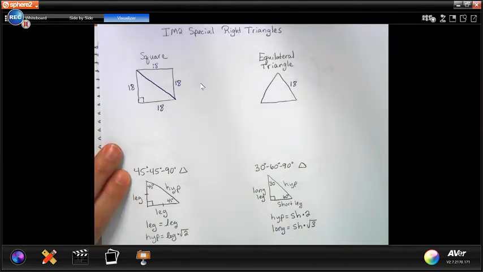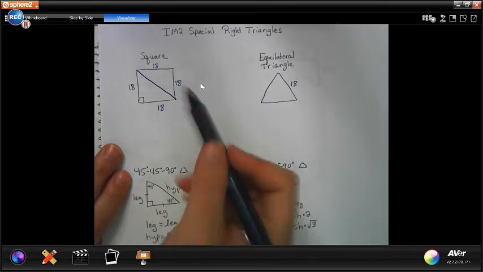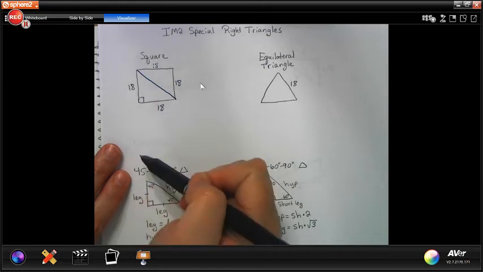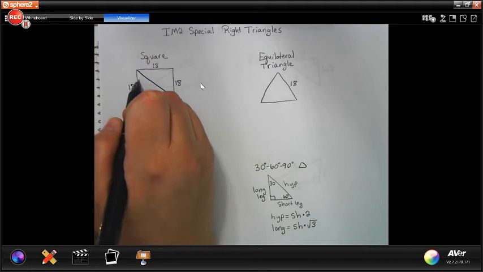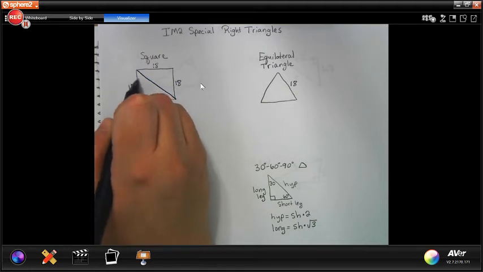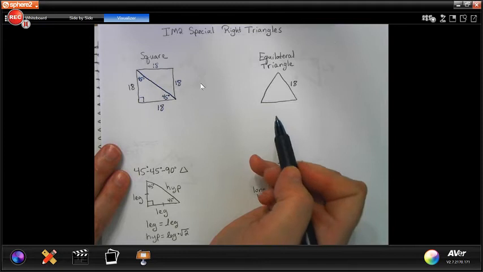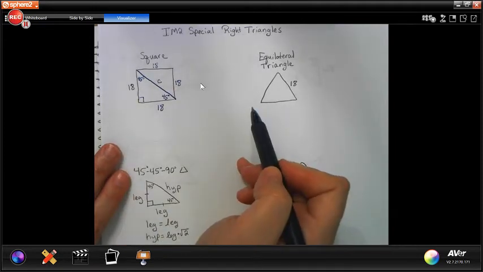Okay, now, one of the rules of a square is that the diagonal bisects the angles. That's a rhombus rule. The diagonal bisects the angles, and the square is a rhombus because the square has equal sides. Okay, so since this 90-degree angle is bisected, this is now 45 degrees. And this is now 45 degrees. And if we need to find the third side, we do the Pythagorean theorem.